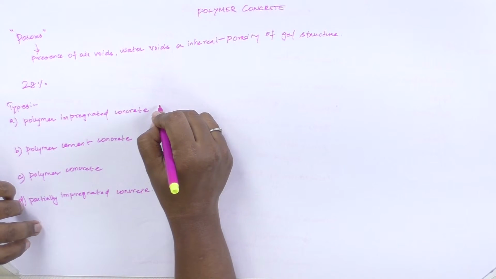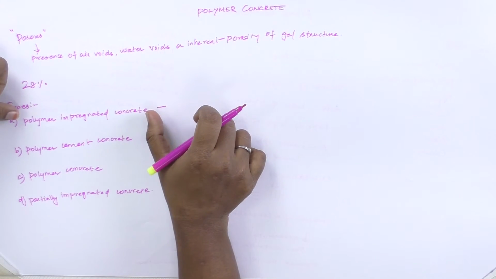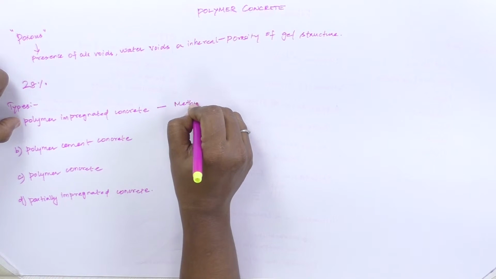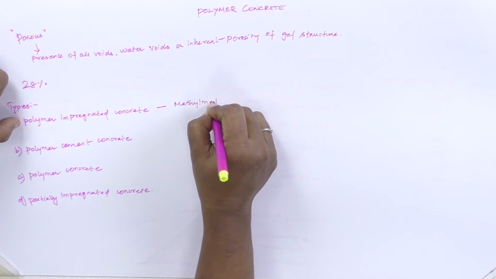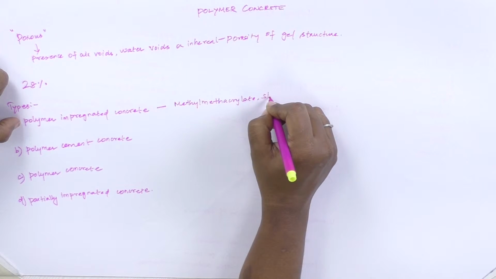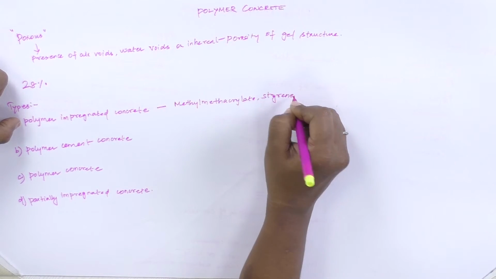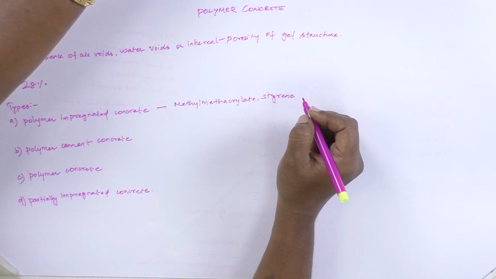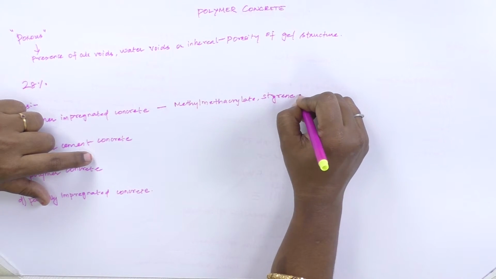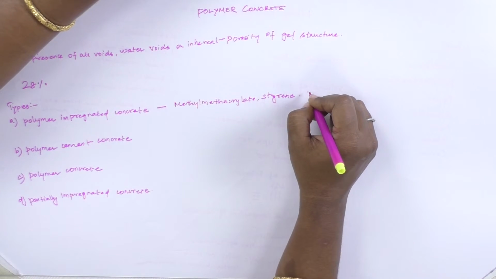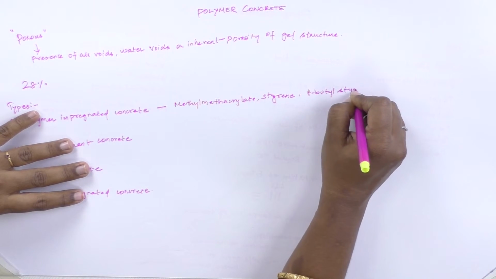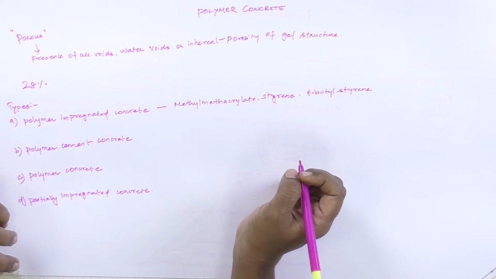The types of monomers used for this polymer impregnated concrete are methyl methacrylate, styrene, T-butyl styrene, etc.